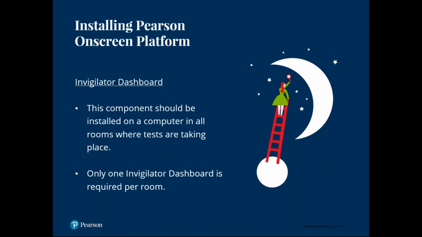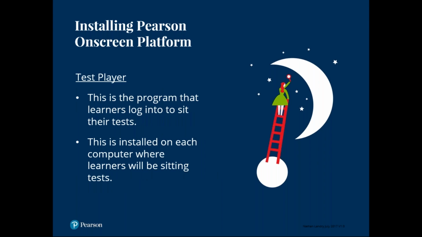The other component is the Invigilator dashboard. So this component or piece of software should be installed on a computer in the rooms where tests are taking place, and only one Invigilator dashboard is required per room. And then finally, the test player. This is where the students sit the tests. So this piece of software needs to be installed on all your student test machines.